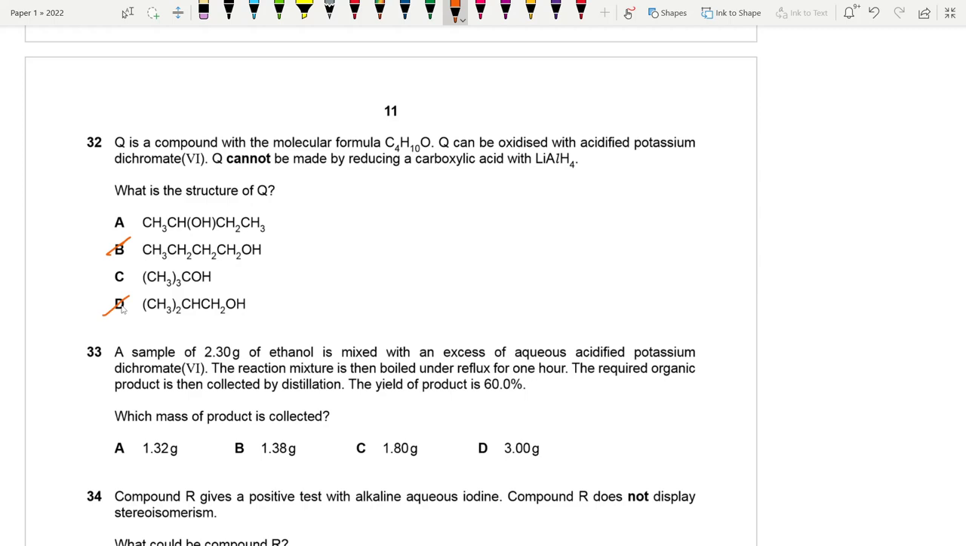Suppose you reduce propanoic acid using LiAlH4, you're going to get CH3CH2CH2OH. You're going to get a primary alcohol. But Q cannot be made like that. That's why primary alcohols are out of the question. Now, it can be oxidized using potassium dichromate. This is a secondary alcohol which can be oxidized using potassium dichromate. A is the answer. It can't be C because tertiary alcohols can't be oxidized.